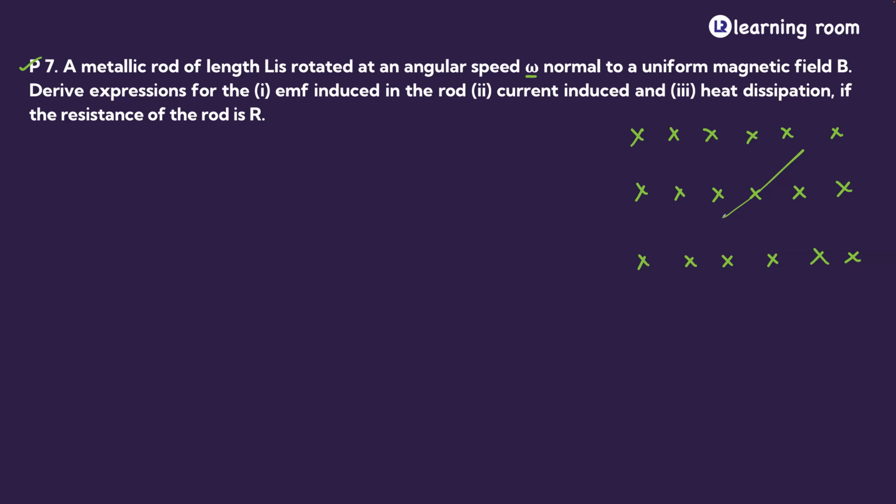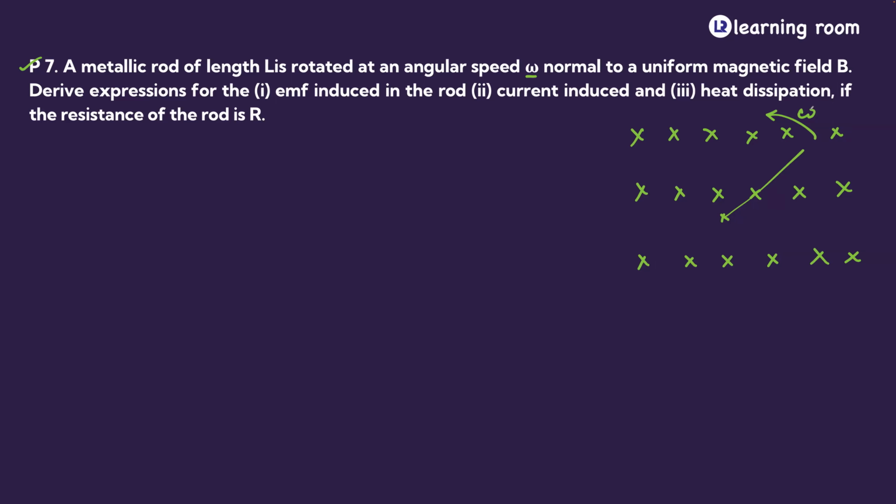And what is happening to this rod? This rod is not moving, it is rotating. There is no translatory motion, rather there is a rotational motion. So if there needs to be a rotational motion, one of the ends is supposed to be hinged. Now, let's say this is revolving in the anti-clockwise direction with an angular speed omega. Am I clear with this? So a metallic rod of length L is rotated with an angular speed omega normal to a uniform magnetic field. Let's take this to be the scenario.